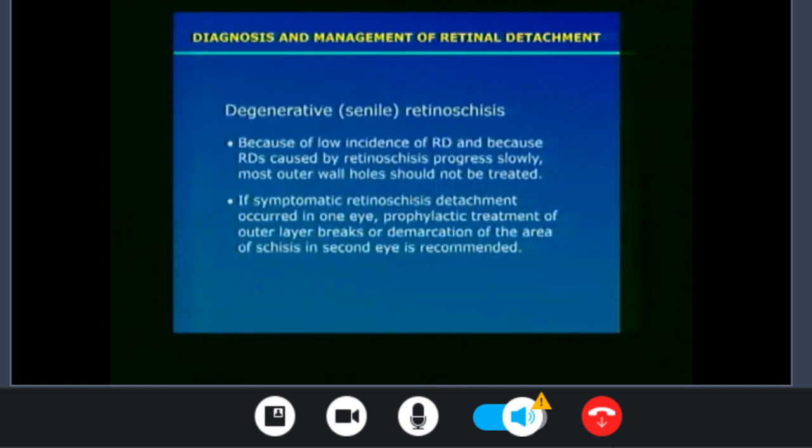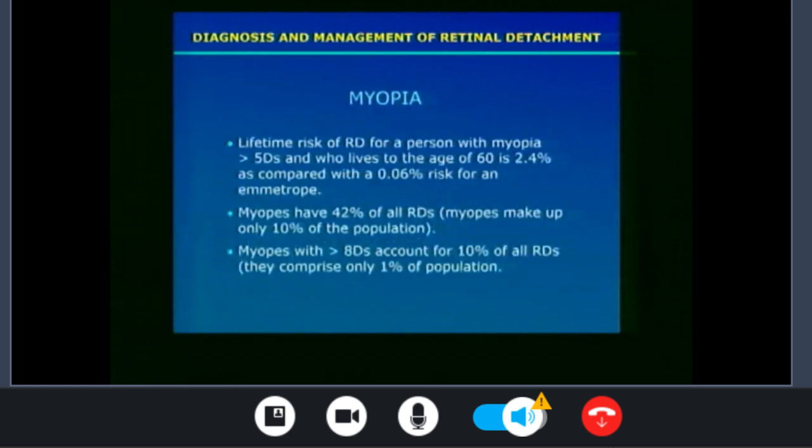So the risk is low. You just need to observe unless a patient develops retinal detachment in the fellow eye. Myopia, again, increases the risk of retinal detachment. We know that the lifetime risk of retinal detachment for a person with more than 5 diopters who lives to the age of 60 is 2.4% compared to 0.06%. So there is a many-fold increase in the risk of detachment in patients who have myopia of more than 5 diopters.